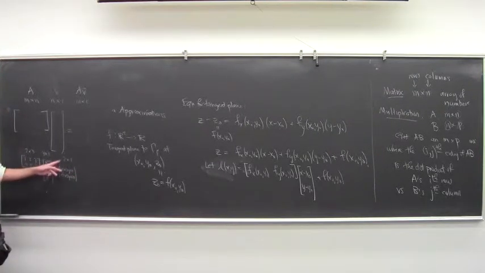Right? I'm going to end up with something. I'm going to take my vector in R3, and I'm going to get something out of it, which is a vector in R2. Everybody see that? Okay.